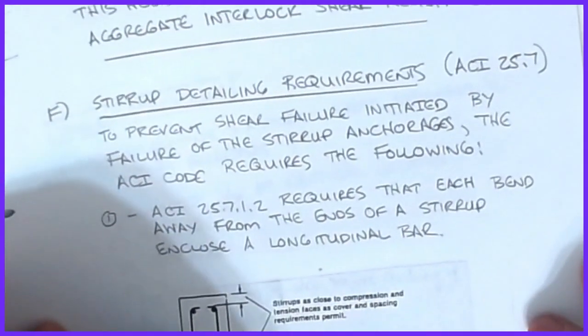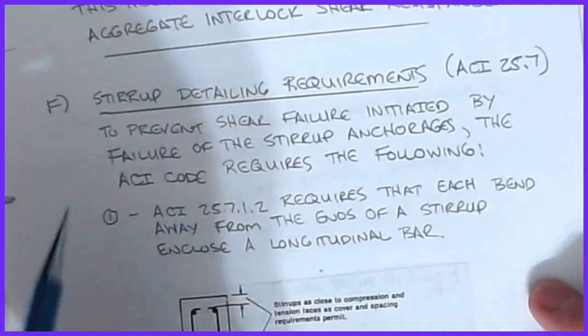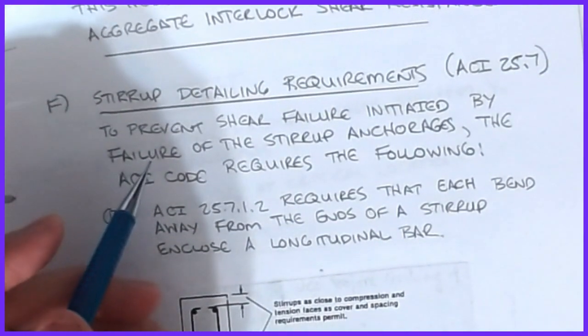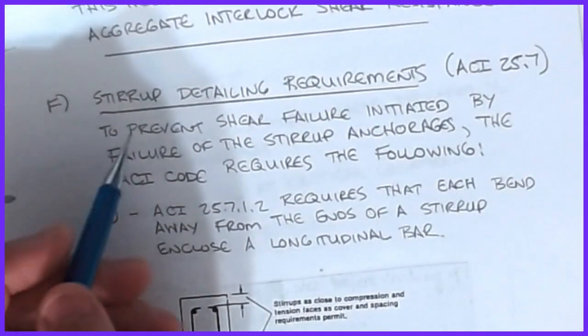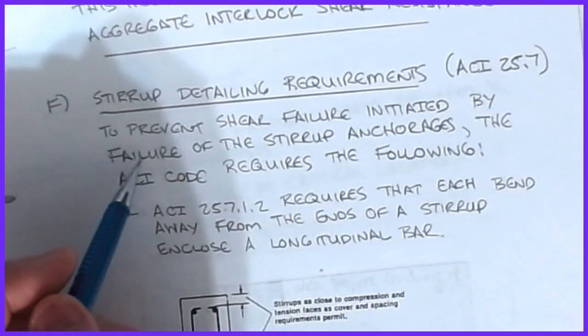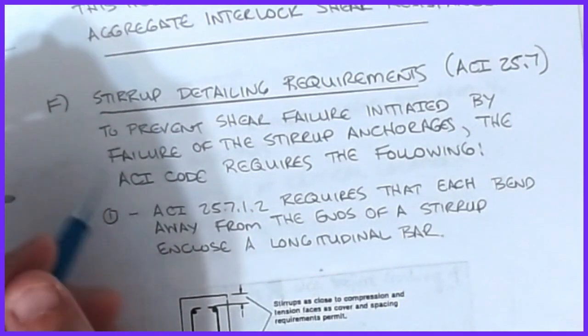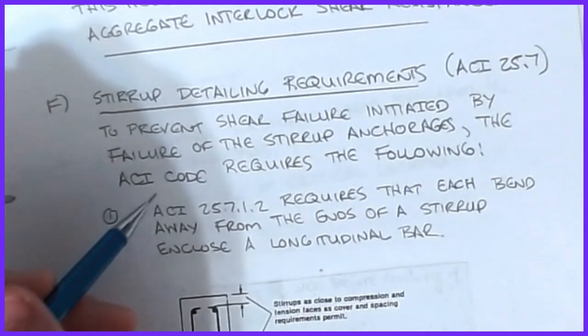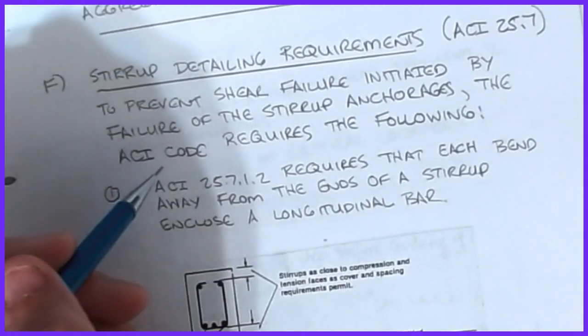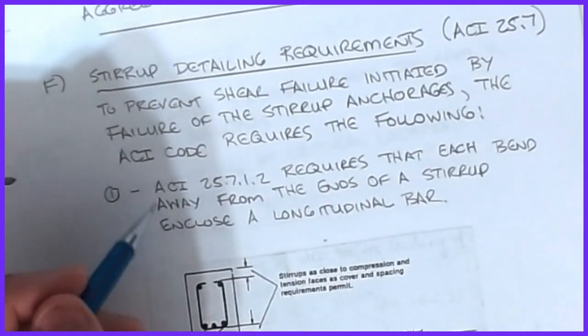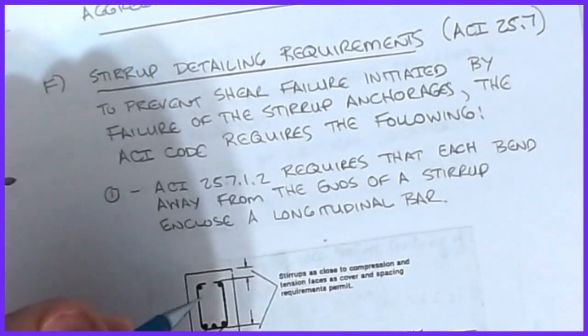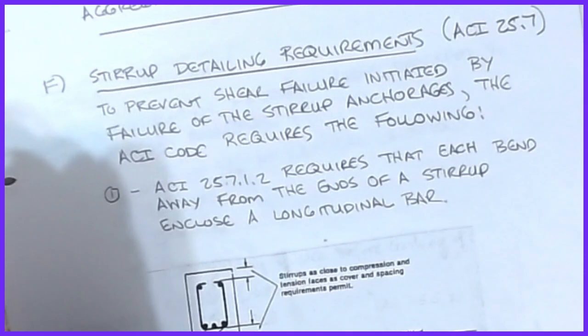Now, some of the detailing requirements we've talked about a little bit. We're going to go back to ACI 25.7, and basically the stirrup detailing requirements are to prevent shear failure initiated by failure of the stirrup anchorages. The ACI code requires the following: each bend away from the ends of the stirrup has to be wrapped around a bar. You can't just have a flat termination on this thing.